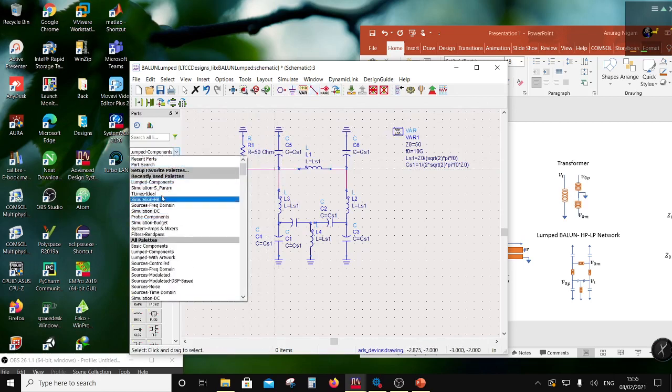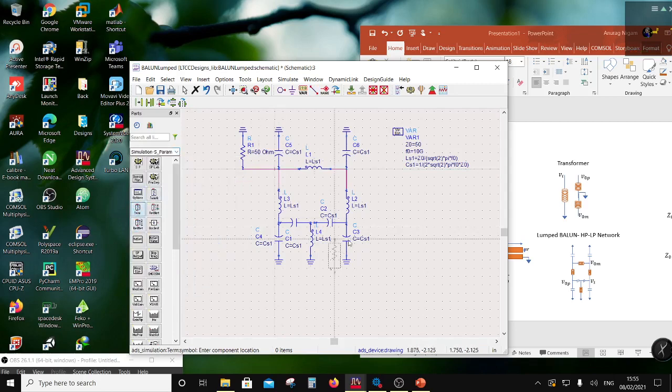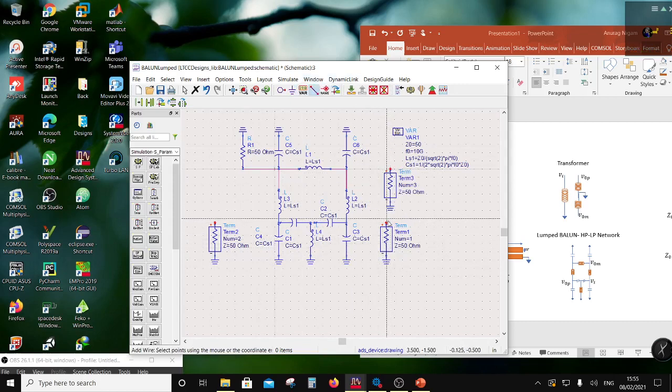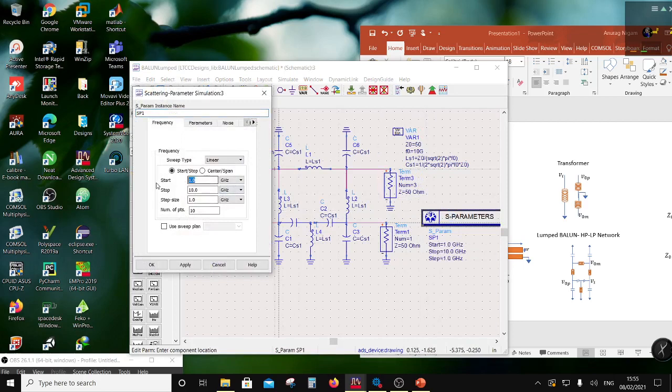Okay, and then I'm going to put the ports, simulation as parameter. So I have terminal in as the input. Then this is second port, this is the third one. Okay, so I'm done with this. I'm ready for simulation. So I'm going to do simulation as parameters. And I'm going to simulate from, let's say, 9 to 11.